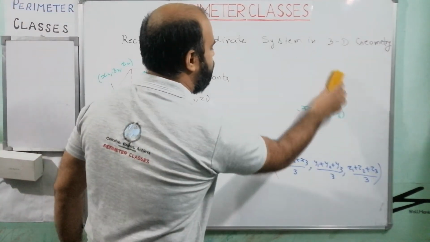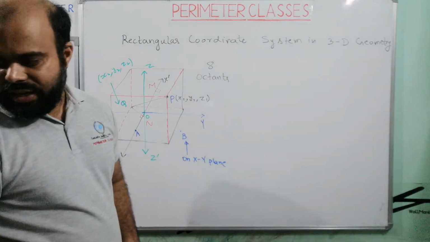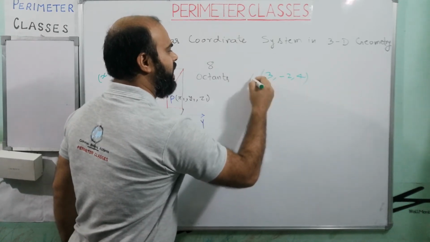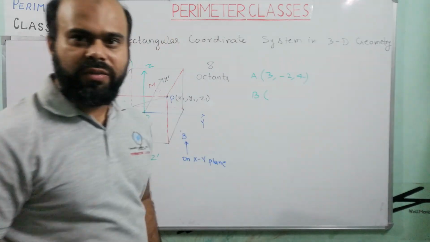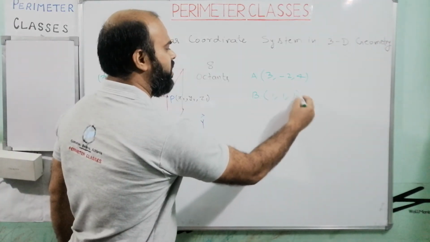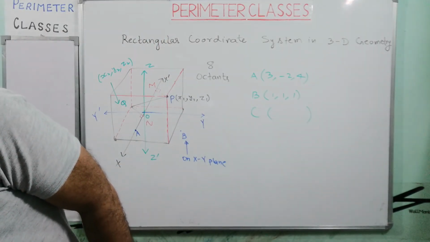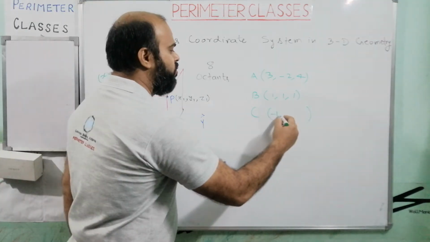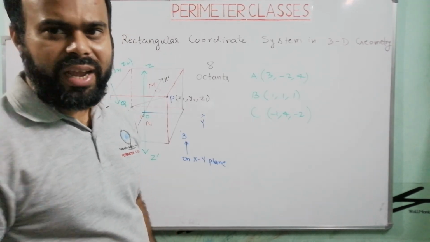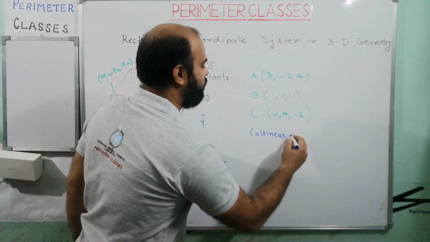The question says that we have been given 3 points. The coordinates are 3, minus 2, comma 4. This is a point A. Another point B is also given to us. It is actually equal to 1, comma 1, comma 1. And there is a C. It says that its coordinates are minus 1, 4, minus 2. Now you have to prove that these 3 points are actually collinear. You have to prove about their collinearity.